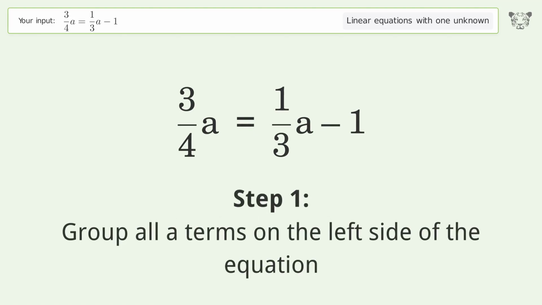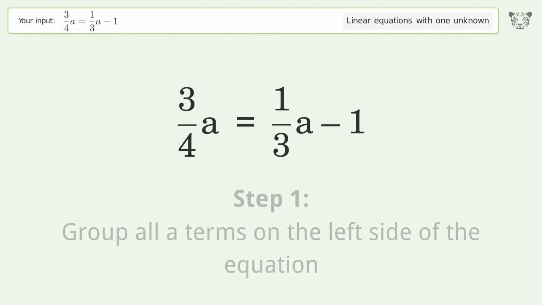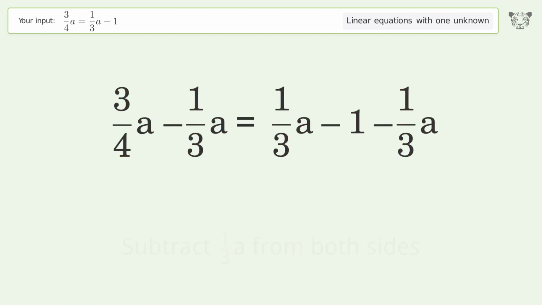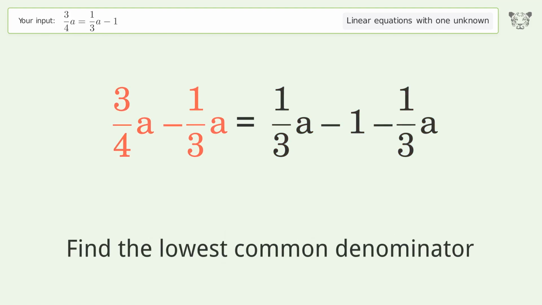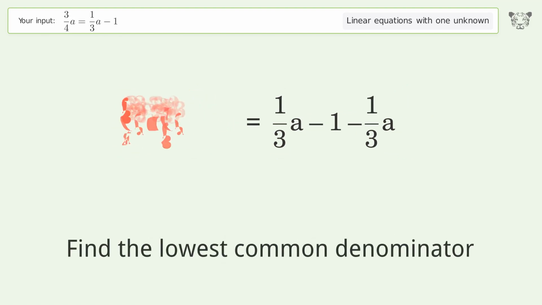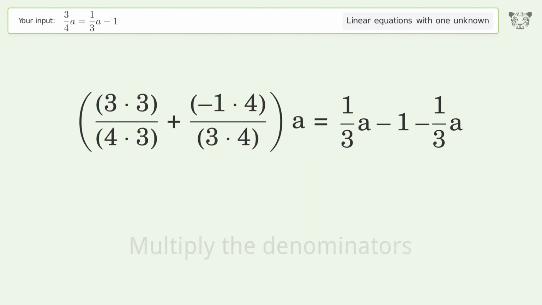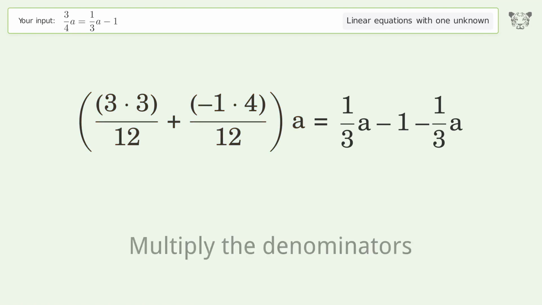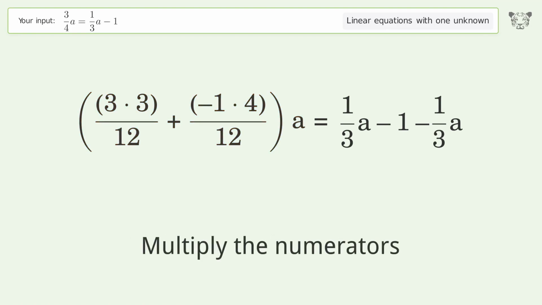Group all a terms on the left side of the equation. Subtract 1/3a from both sides. Find the lowest common denominator. Multiply the denominators. Multiply the numerators.